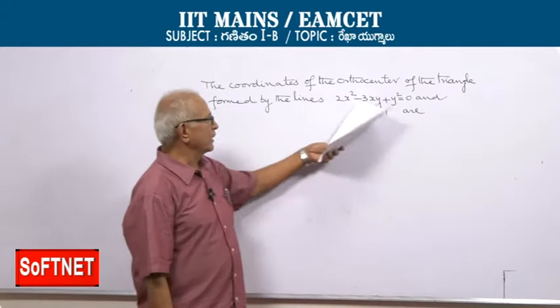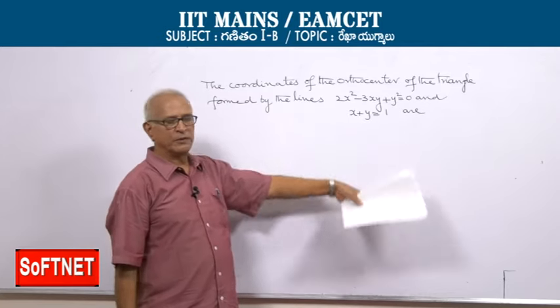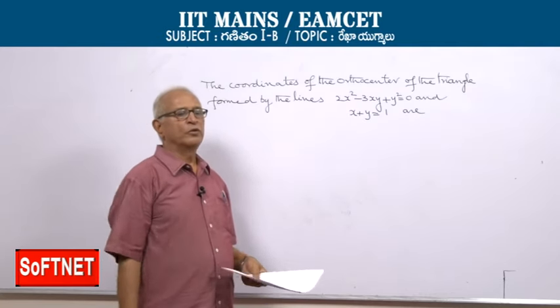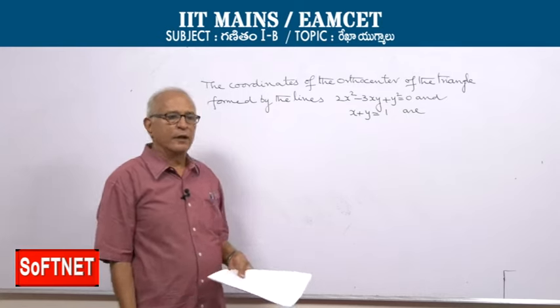త్రిభుజం 3 భుజాలు, 2 భుజాలేమో ఈ సమీకరణం సూచిస్తుంది. 3వ భుజాన్నేమో x plus 3y equal to 10 అని ఇచ్చారు. ఈ 3 లైన్స్ 3 సైడ్స్ కాగల ట్రయాంగిల్‌కి ఆర్థో సెంటర్ ఏమని అడిగారు.